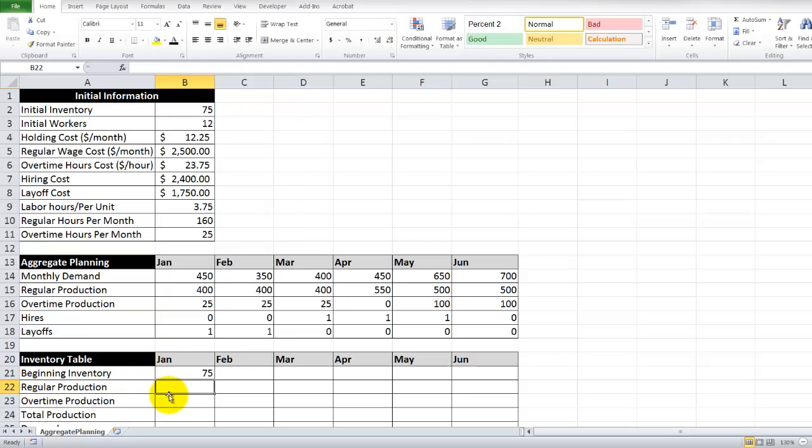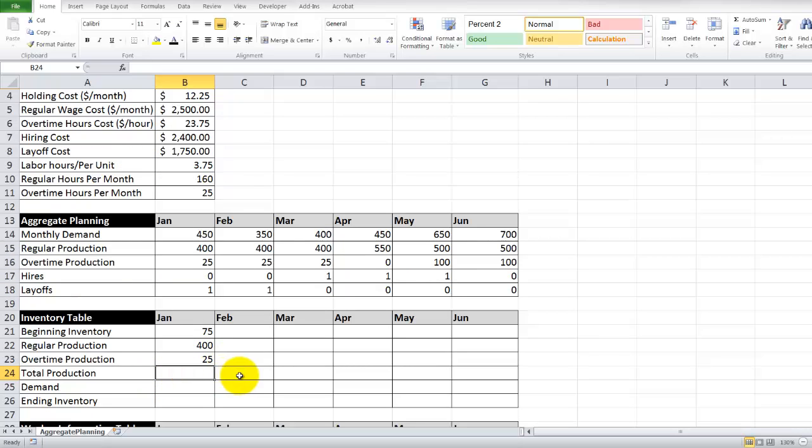We have a regular production. That regular production is going to come from our schedule of 400 and our overtime production of 25. Now, when we looked at this initially, we do have a demand of 450. And you might have questioned, why are we only making 425 units in the first month when we in fact needed 450? Well, this is where we have inventory coming in, so those extra 25 units are going to come from our inventory.